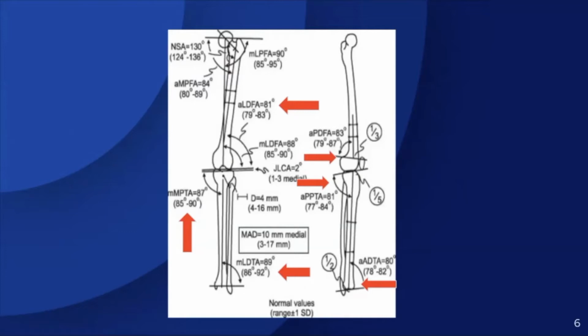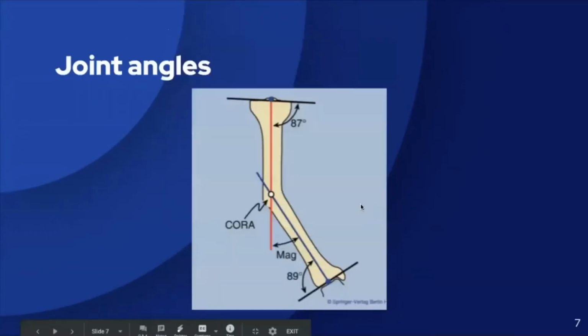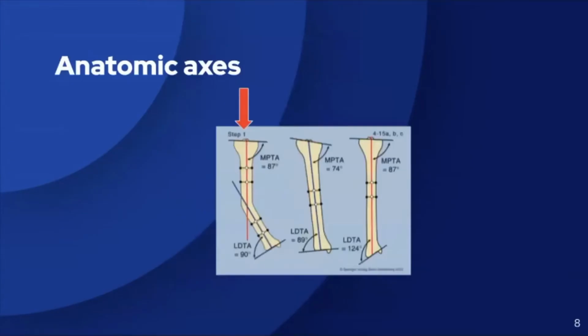For the proximal tibia, it's 87 degrees on your medial proximal tibial angle. And then at the ankle, 89 degrees or about 90 degrees. So the joint angles method, here you've got a tibia, so your medial proximal tibial angle of 87 degrees and your lateral distal tibial angle of 89 degrees.